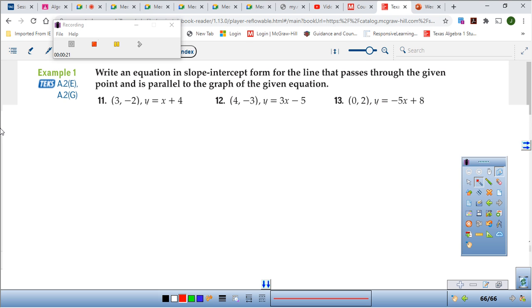Y'all ready or what? Okay, let's try 11. When it comes to 11, it's not too hard. Please make sure you understand that what it's talking about here is parallel. Okay, when it comes to being parallel, let's do what it says here. Write an equation in slope-intercept form. So make sure you know we're going to slope-intercept form, which can be y is equal to mx plus b. We're going to use it parallel to this line here, going through this point.